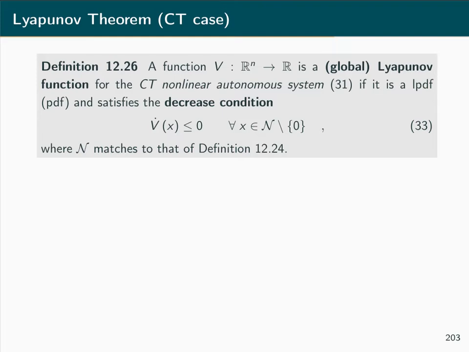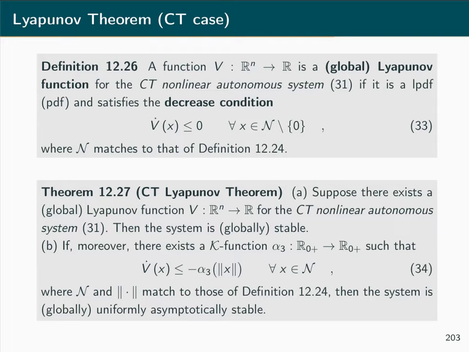Similarly to before, we call a function a global Lyapunov function if it is a global Lyapunov function candidate, and moreover, it satisfies the decrease condition globally, so for all x in R n except at 0. Then, theorem 12.27, which we call the continuous time Lyapunov theorem, states the following. A. Suppose there exists a Lyapunov function for the continuous time nonlinear autonomous system. Then the system is stable. If the Lyapunov function is a global Lyapunov function, then the system is globally stable.